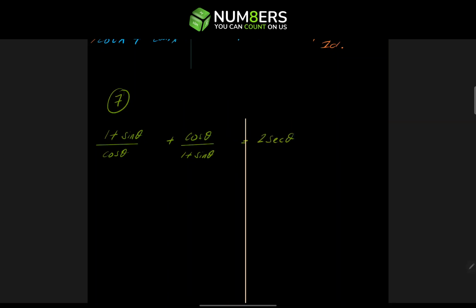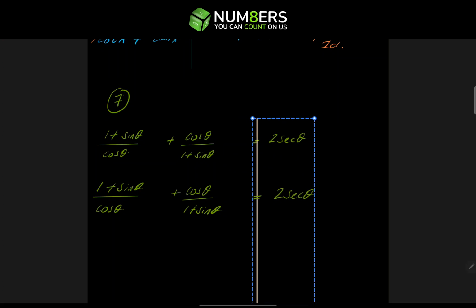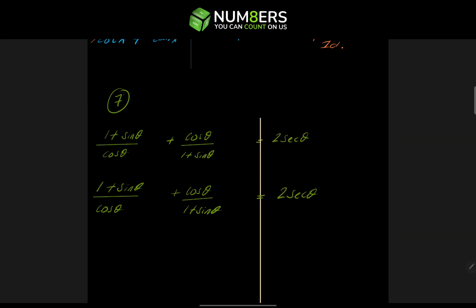So let me write it in a way where I can have some space to write a common denominator. There, so for this question, we're going to do 1 plus sine theta divided by cosine theta, leave a bit of space, plus cosine theta over 1 plus sine theta is equal to 2 secant theta on the right side. To find a common denominator, the common denominator in this case would be cosine theta times 1 plus sine theta. So for the left, we're going to multiply by 1 plus sine theta, and on the right side by cosine theta.